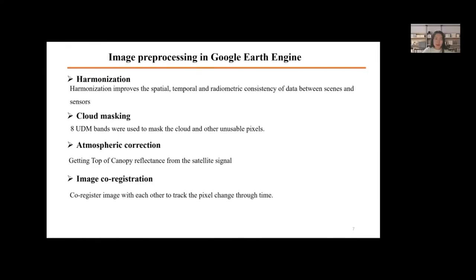We conduct the image pre-processing in Google Earth Engine, and harmonization tools are used to improve the spatial, temporal and radiometric consistency of data between the scenes and the sensors. Then the eight UDM bands provided by Planet Labs are used to mask clouds and other unusable pixels. Atmospheric correction is conducted to get the top of canopy reflectance from the satellite imagery. And image co-registration is conducted to check the pixel change through time.